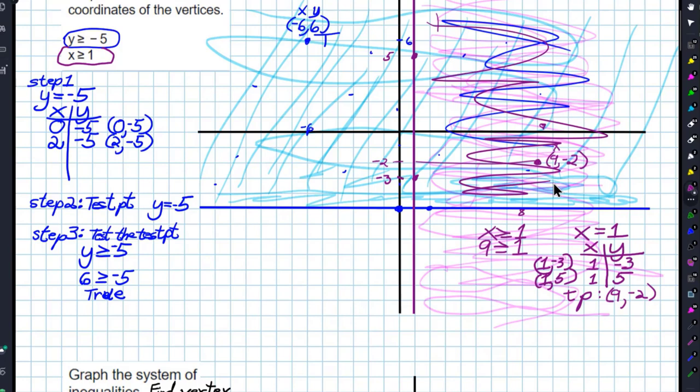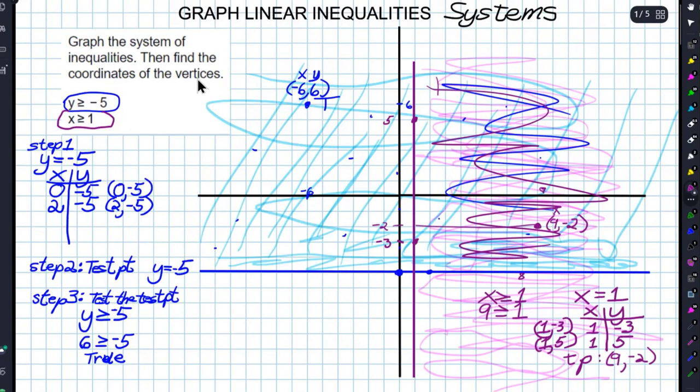But there's another question. Find the coordinates of the vertices. Actually, there's only one vertex, so this should have said, whenever you've got two lines, you've got only one vertex, if you have a vertex at all. So this should not be vertices, that's plural. This is going to be vertex.